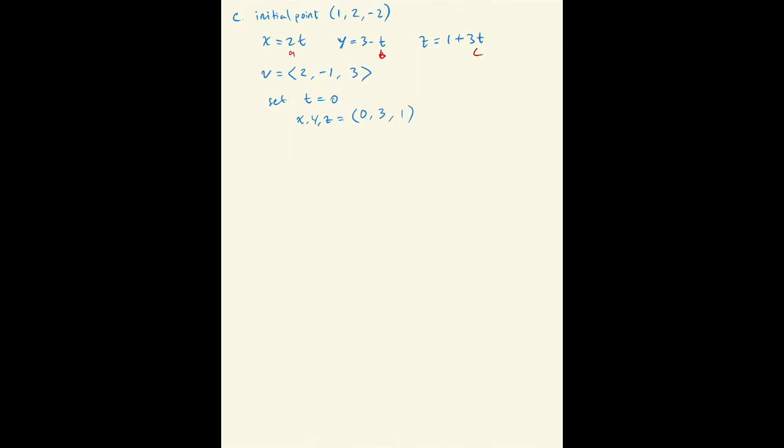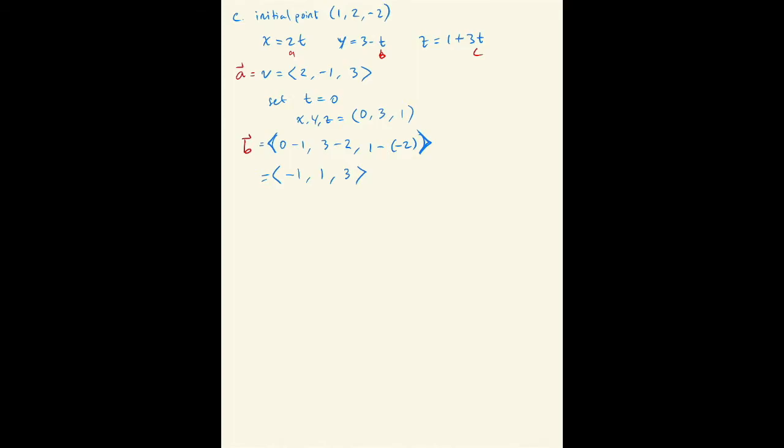So I can set a vector. Let's say I make the vector v my a, and I make my vector b the difference between these two points, (x, y, z) and the initial point. So 0 minus 1, 3 minus 2, 1 minus 2. So negative 1, 1, and negative 3. So I have A, I have B.